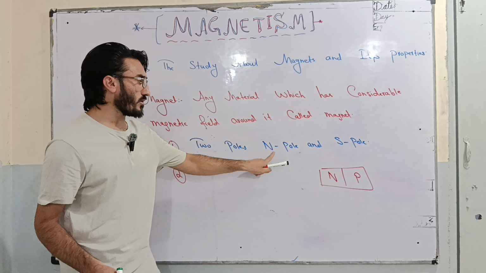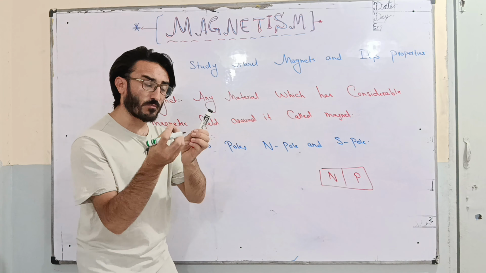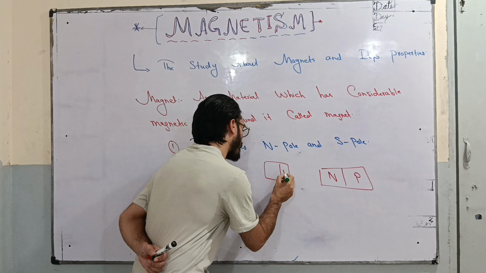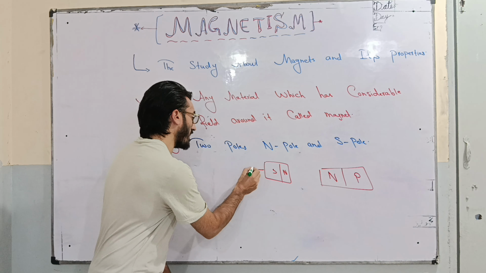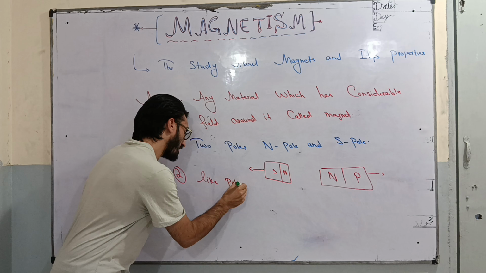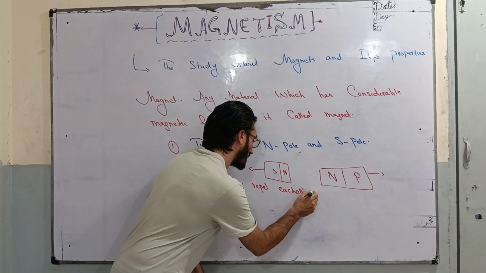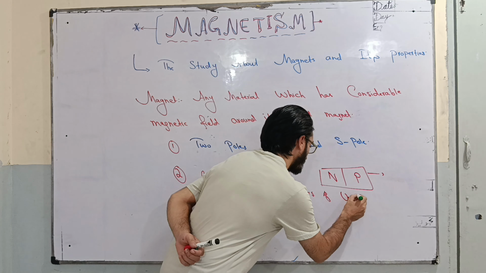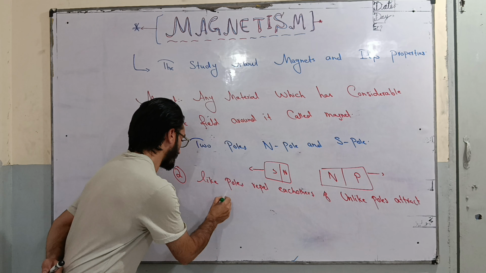Number two. The second property of a magnet concerns north pole and north pole. For example, suppose we have two bar magnets, this is a north pole, this is a south pole. As we know, like poles repel each other, and unlike poles attract each other.